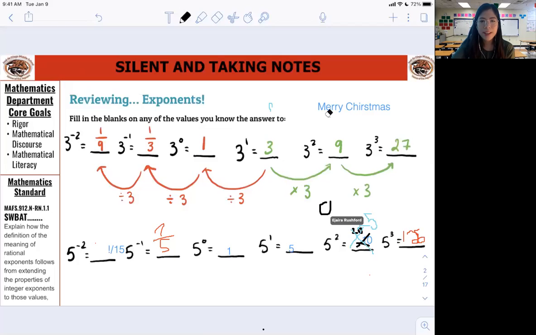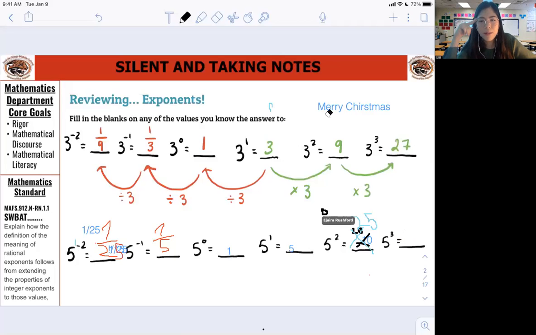Okay. So I'm seeing that some people are correcting each other. Let's see. Things look okay. I'm not sure what's going on the left side. What's going on over there? 5 to the power of negative 2. Is it 1 over 10? Is it 1 over 25? What is it? Okay, 1 over 25. I think we've agreed on that.